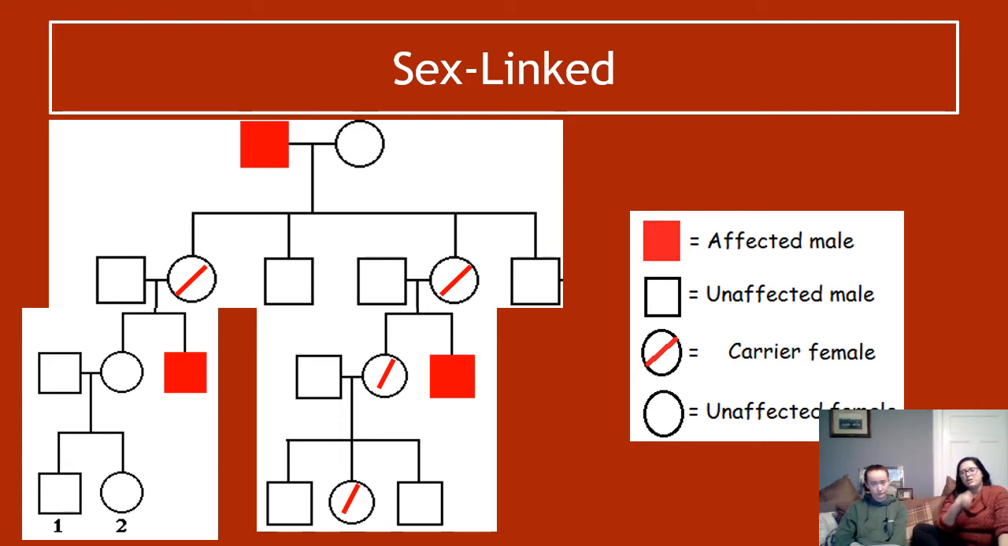We've got 3 red affected males. We have 0 affected females on this, so we're saying more males affected than females. It's skipping a generation in terms of its visibility. We do not count carriers as part of the affected generation because they don't actually have that condition.